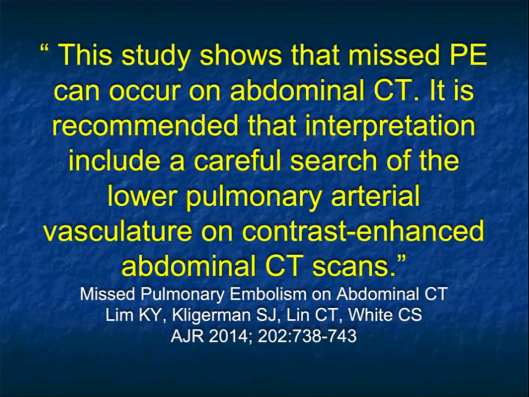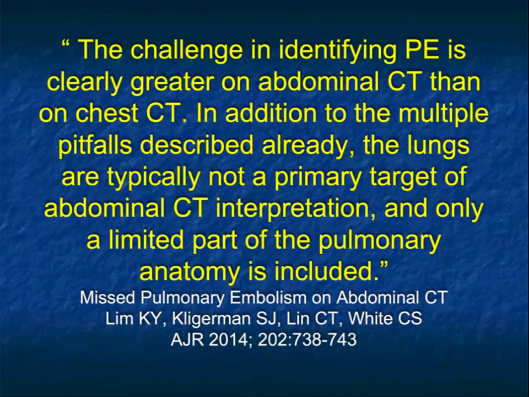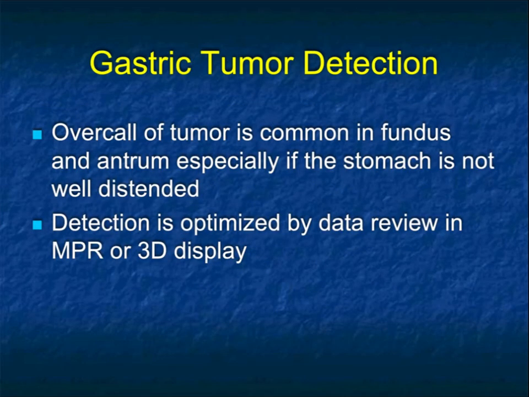And Charlie White and colleagues wrote this article a couple years back that made the point that PEs are commonly missed on abdominal CT scan. And again, some of the new AI programs are being used to look for pulmonary emboli, and this is one of the scenarios where, as an abdominal CT, you have part of the lung and maybe you're not looking as carefully as you should. And a PE is very important to diagnose, of course.